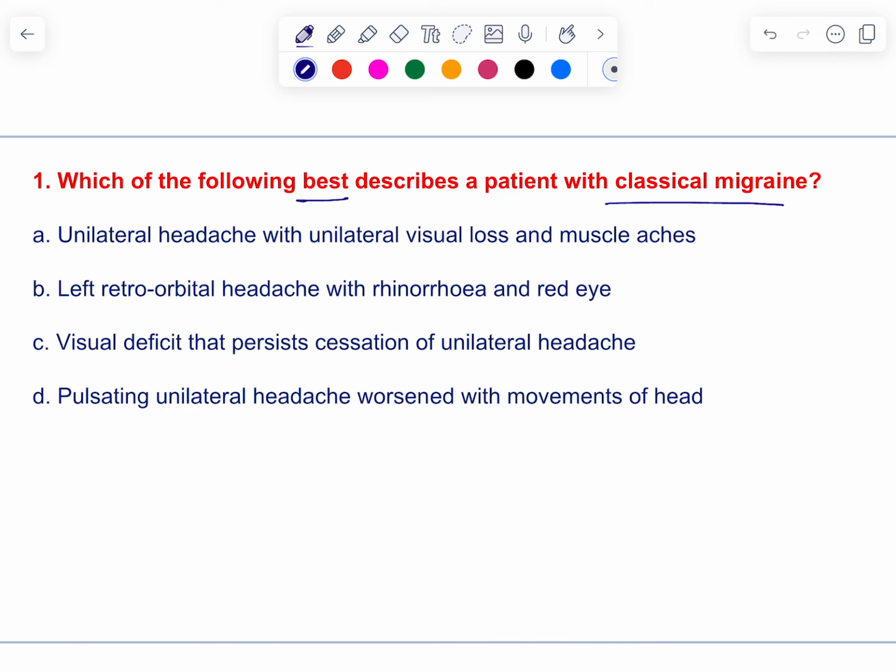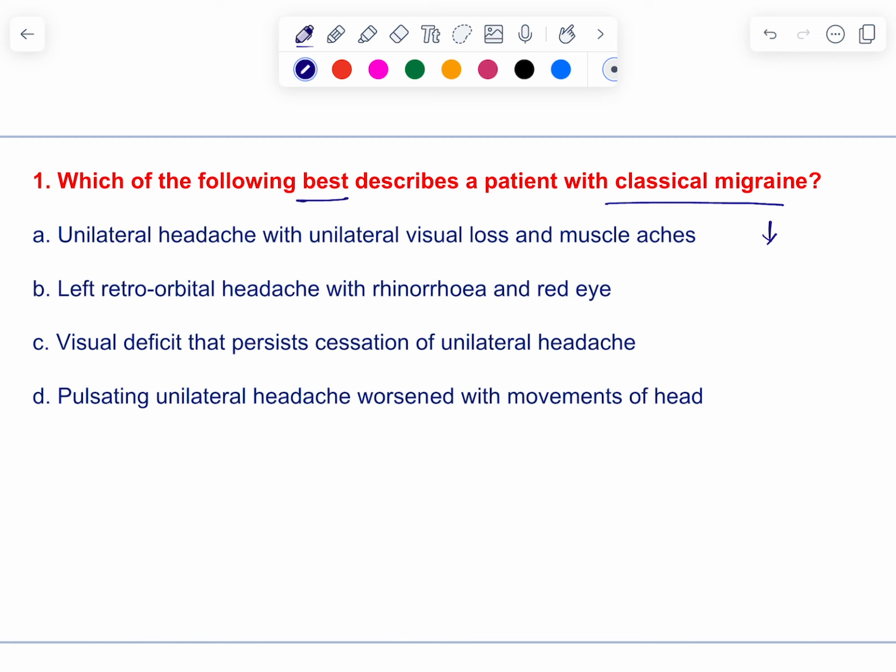Just before listening to this particular session, you have to listen to the theory aspect of the headache, wherein I have discussed migraine in one particular section, and in the second section of the headache, I have discussed cluster headache, tension headache, paroxysmal hemicrania, all that. So please listen to that particular session first, and then listen to this session, wherein you will understand this in a better manner.